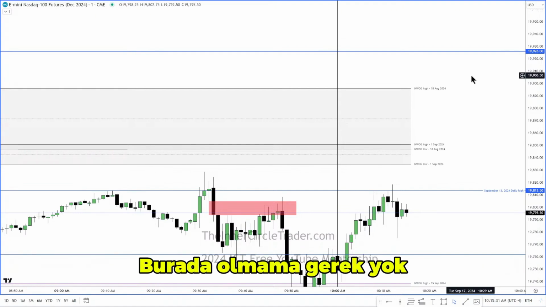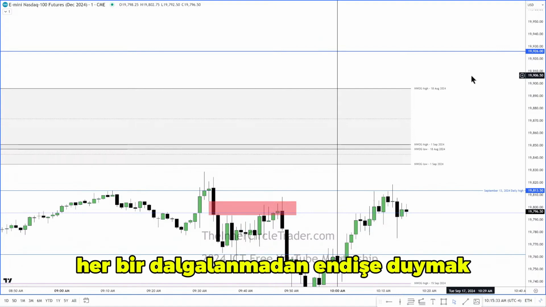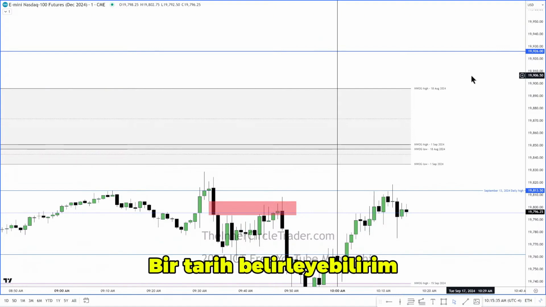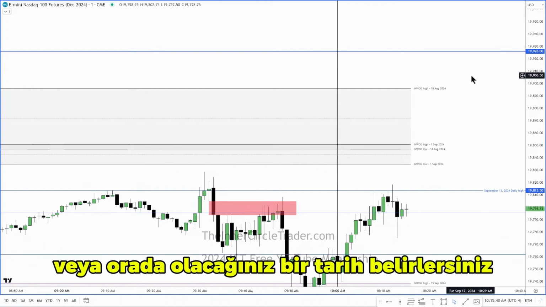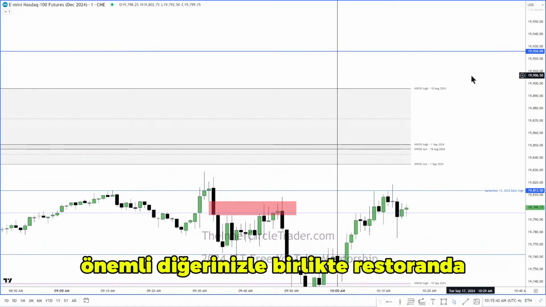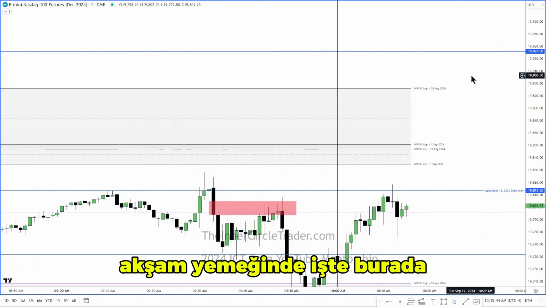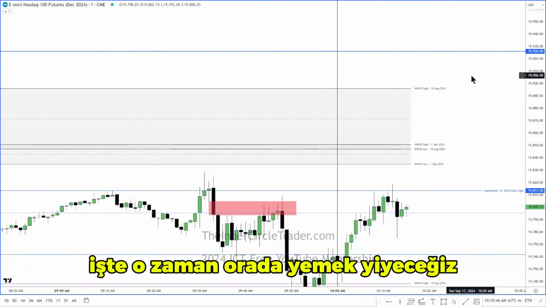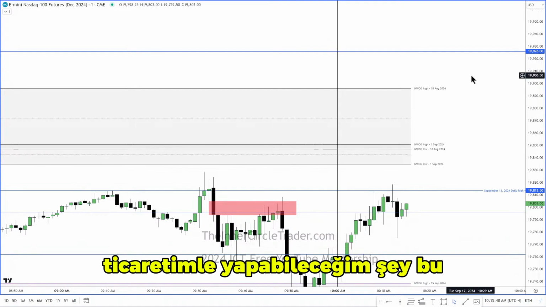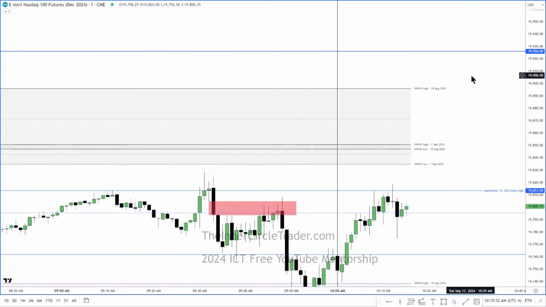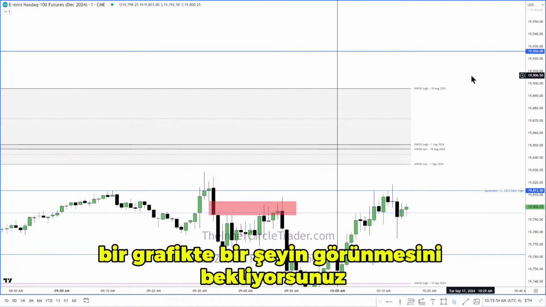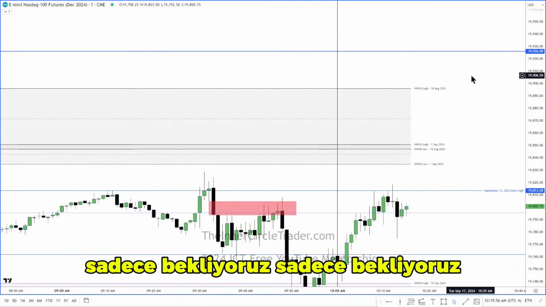I don't need to be in here worrying about every single fluctuation. I can set a date, just like when you set a birthday party for your child, or you set a date that you're going to be at a restaurant with your significant other at dinner. Here it is. That's the time we're going to be there eating. That's what I can do with my trading. And that's what you can do with your trading. And that is a liberating feeling. Contrast that with everything else. You're waiting for something to appear in a chart. Or you're just waiting. You're just waiting.